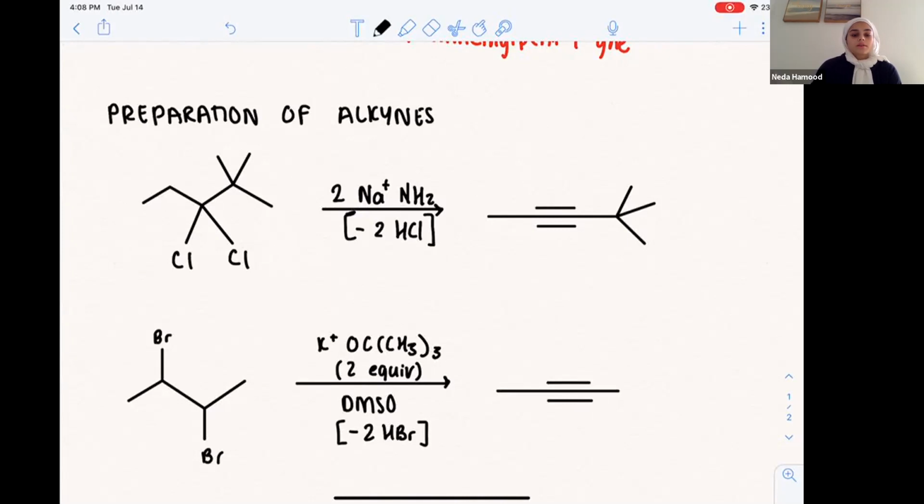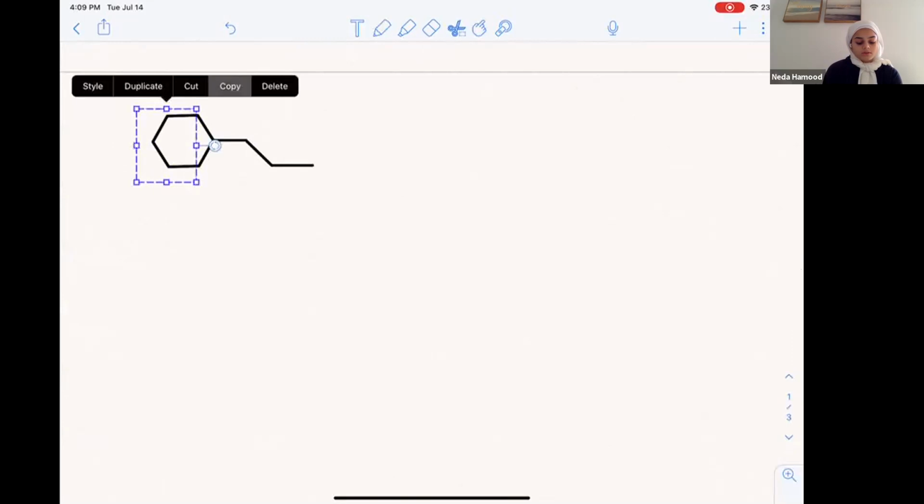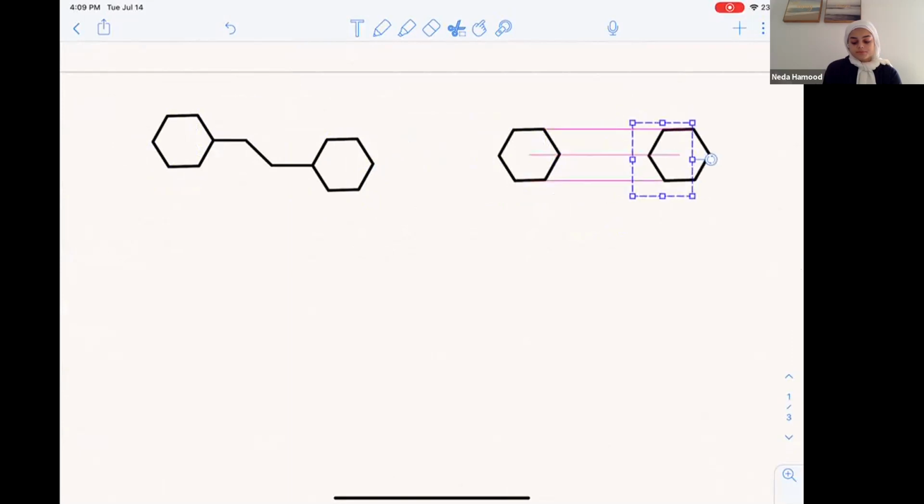So something that you can ask as an exam question is, what reagents would you need to convert this? This is supposed to be cyclohexane. Okay. To convert this into over here, you're adding on a little pi bond.